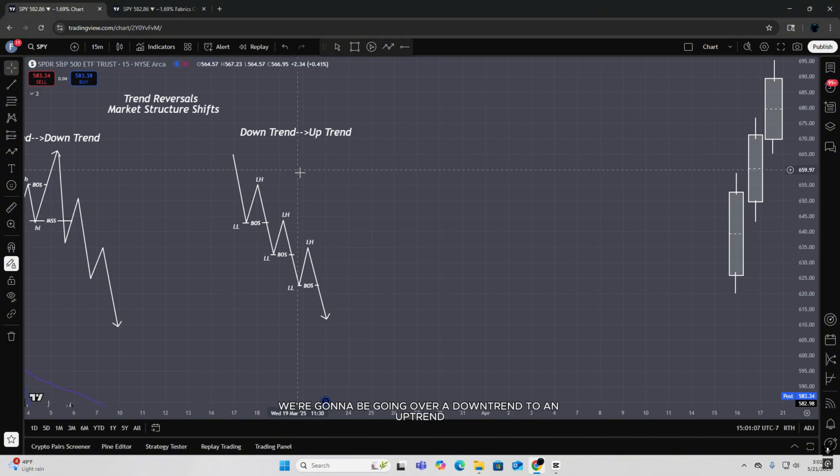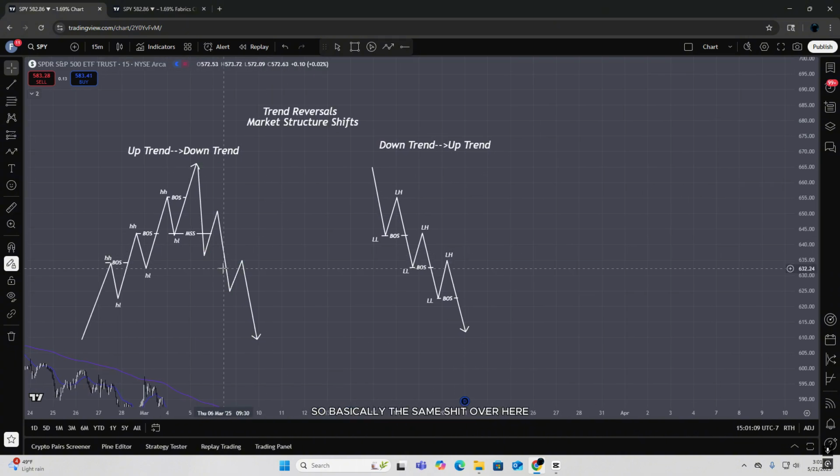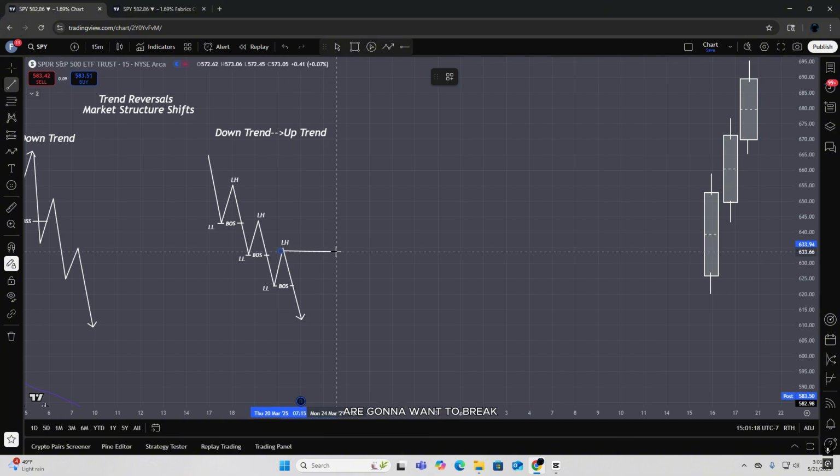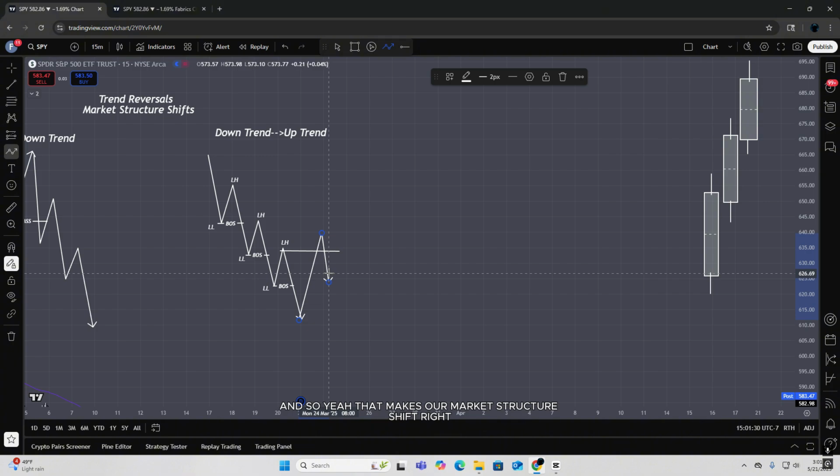And now we're going to be going over a downtrend to an uptrend. So basically the same thing over here, just the opposite. Eventually we're going to stop selling off. We're going to have a previous lower high that we want to break to validate our market structure shift. So in this case, if we come up and we have a candle close up here, that makes our market structure shift.